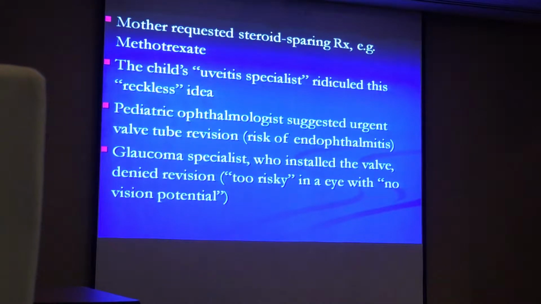The mother was a nurse, and she had been reading, and she was saying to the referring physician, can the patient be treated with something beyond the systemic corticosteroid? And the idea from the outside was that it was too dangerous. You don't want to poison your child very much. The pediatric ophthalmologist, however, did indicate that we should revise the tube, because otherwise you can get endophthalmitis since it is open.